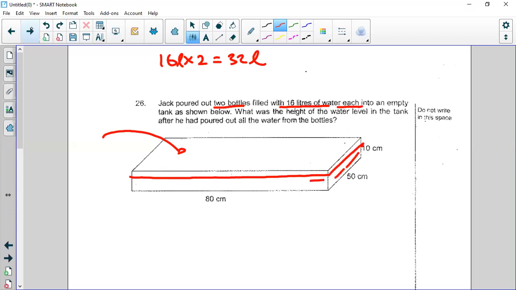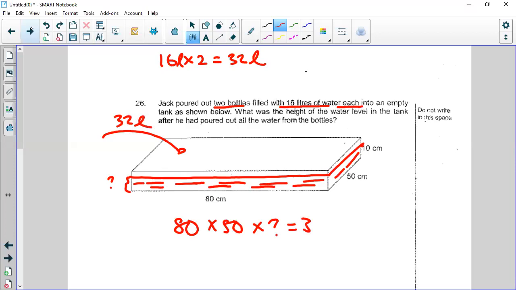So what's the height? Okay, now, some of you, again, don't know how to get the height. But what do you do? To find the height, you write the formula: length times breadth times height of the water level, which is equal to the water that you pour inside, that is 32 liters.